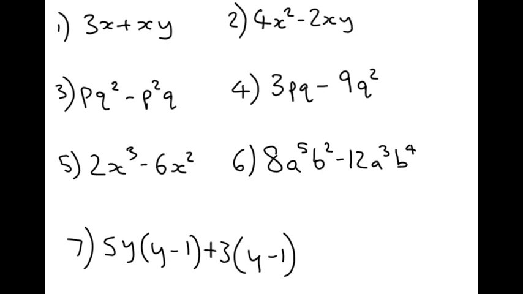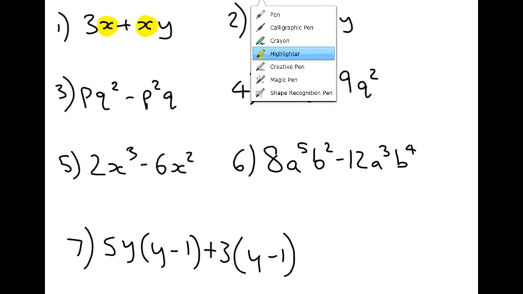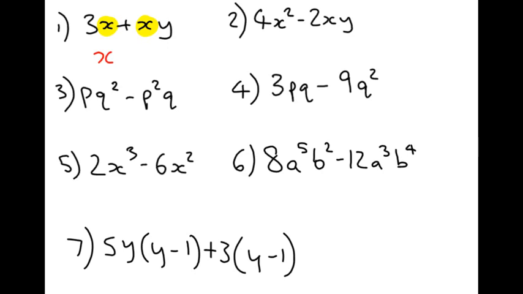Let's go for it. Shall I highlight so you can see what's common? X common. So we take out the x and there's no numbers common, we just get 3 plus y. Okay. Here we've got 4 and a 2. So 2 is a common number. Okay, common factor. And x is common in both. To get from 2x we need to times by another 2x to get 4x squared, and we need to times by minus y to get minus 2xy.